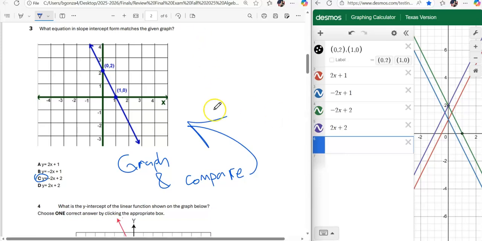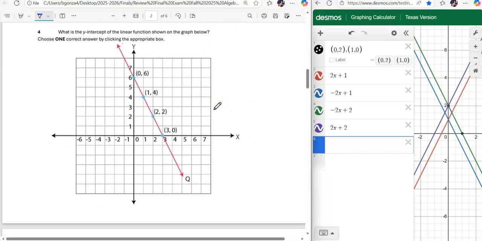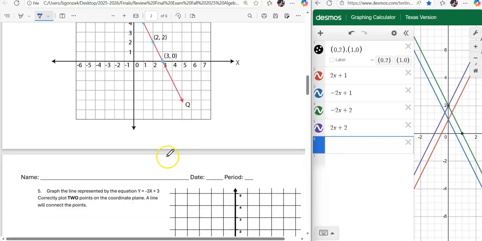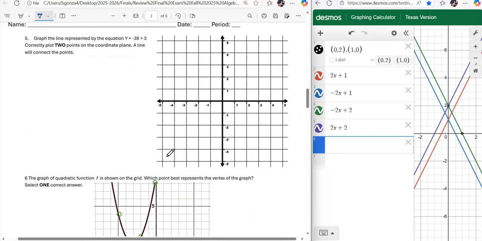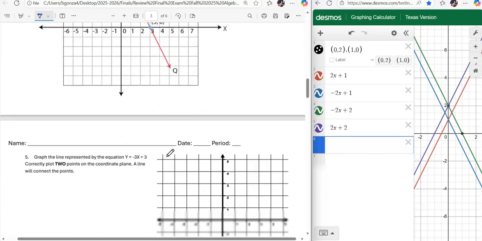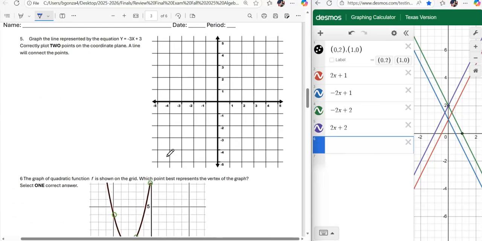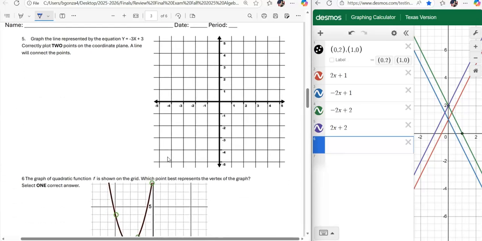Cool. Number four, what is the y-intercept? Here's the y, touches right here, 0, comma 6. So don't click the other points, click the one that's on the y-axis, that's the y-intercept. Too easy. Number five, graph the line representing y equals -3x plus 3.